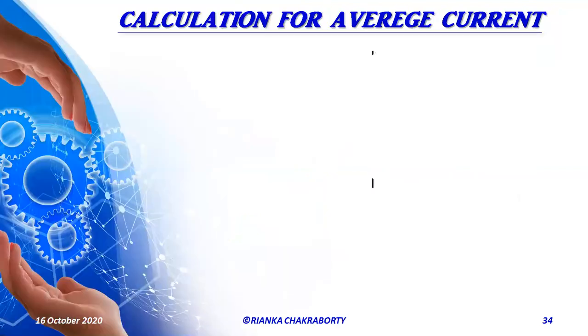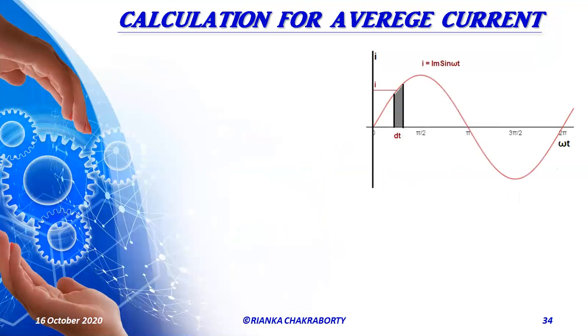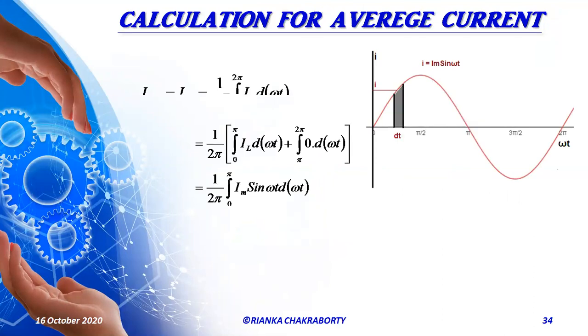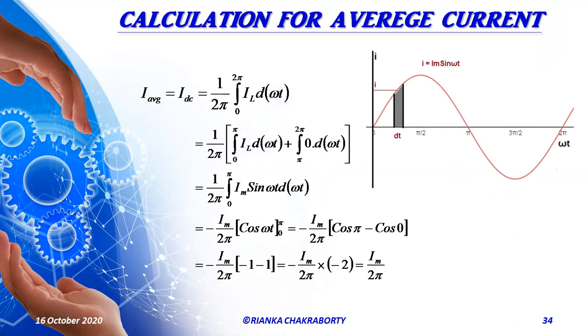So now we have to calculate the average current for the half wave rectification. So the formula is IDC or I average. Average current means the DC current. I average equals IDC equals 1 by 2 pi integration from 0 to 2 pi of IL d omega t.